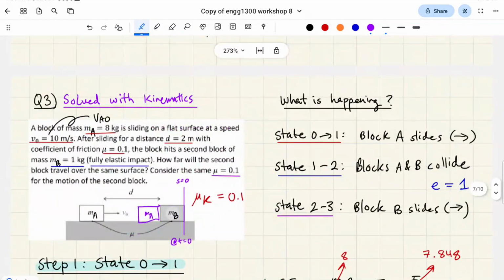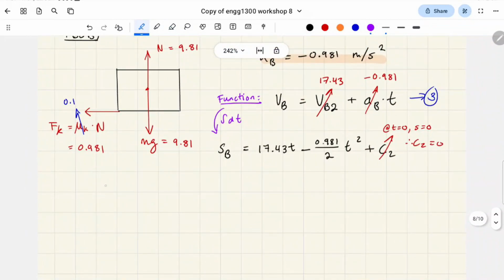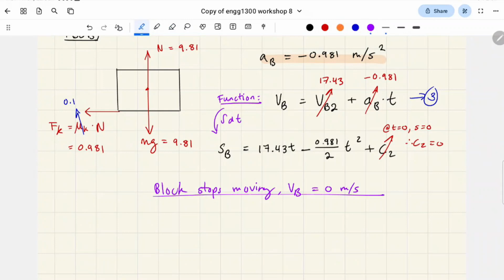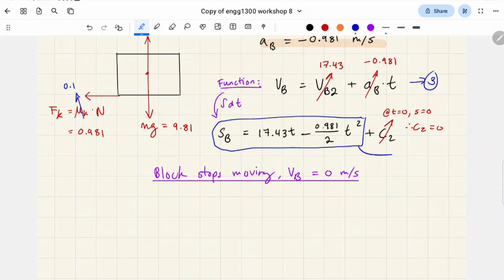And that's: how far will the second block travel over the same surface, right? So think about what state 3 is. State 3 is when it stops moving. So it's done all the sliding that it's going to do, right? In other words, the block stops moving, and so VB is 0 at state 3. Right? And so this, let's call that equation 4.